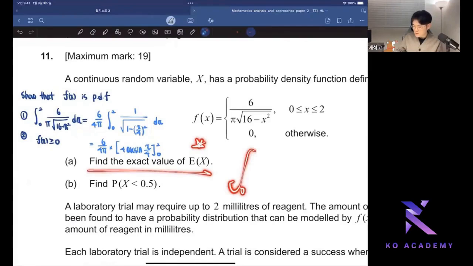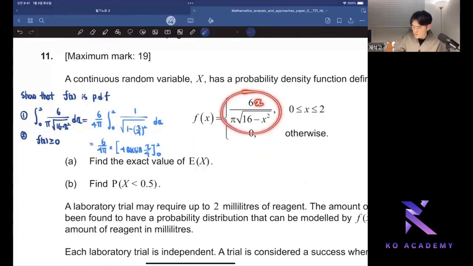If we are asked to find the expected value of x within the given range from 0 to 2, we can integrate the product of x and f(x). When you multiply x and f(x), it looks like this. How do we integrate this expression? We're substituting, right? You can substitute the expression under the square root, which is 16 minus x squared. When we substitute 16 minus x squared, we end up with 1 over 2x, and that cancels out with this, right? Is this okay, guys?